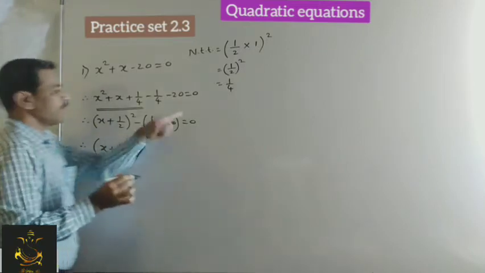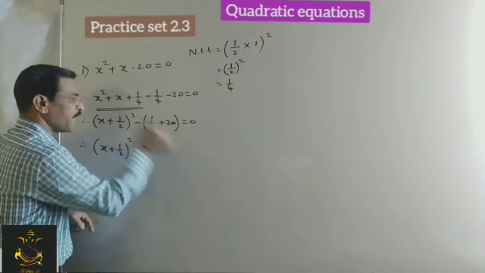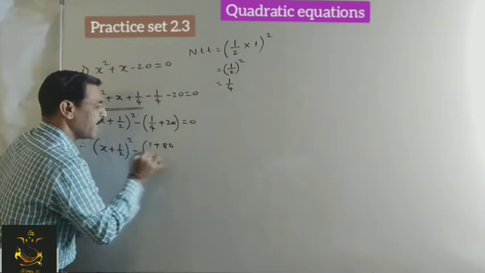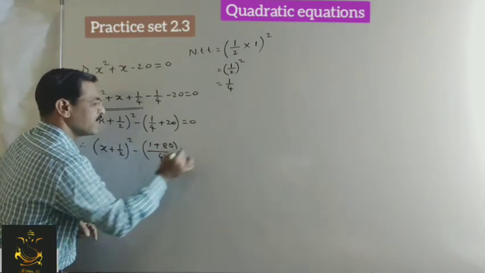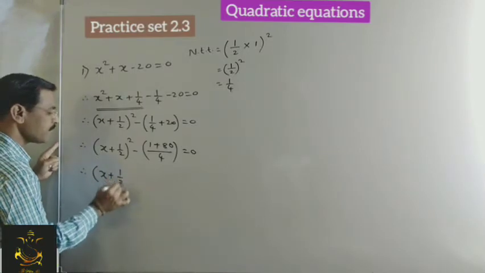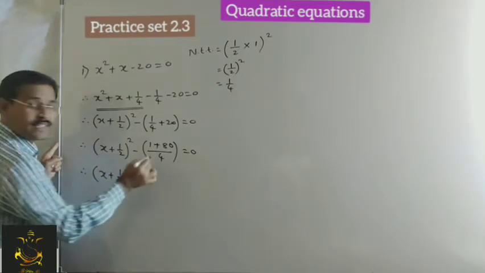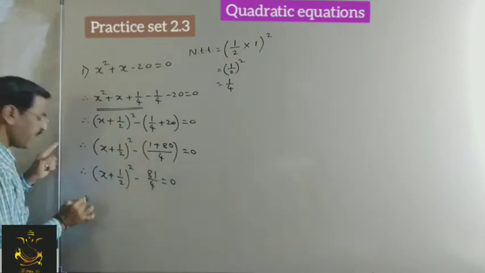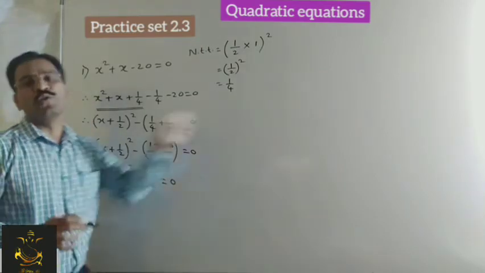Now look here, just go with cross multiplication. What will we get here? 1 ones are 1 plus 20 fours are 80, so 81 upon 4, is equal to 0. Just observe here, what we can get: x plus half squared minus 81 upon 4 equal to 0. I'll take this 81 upon 4 to this side.